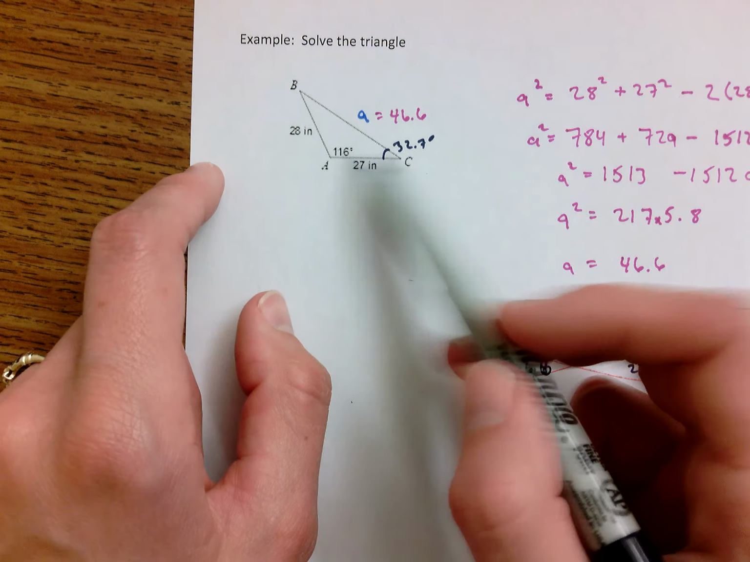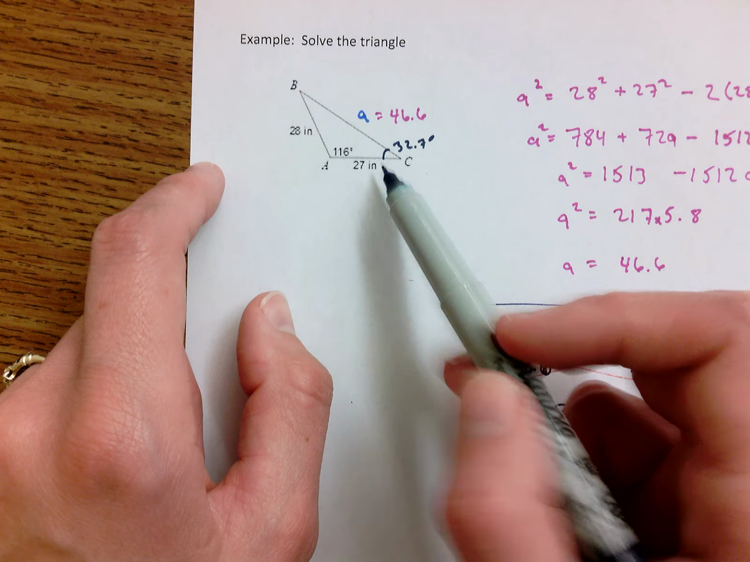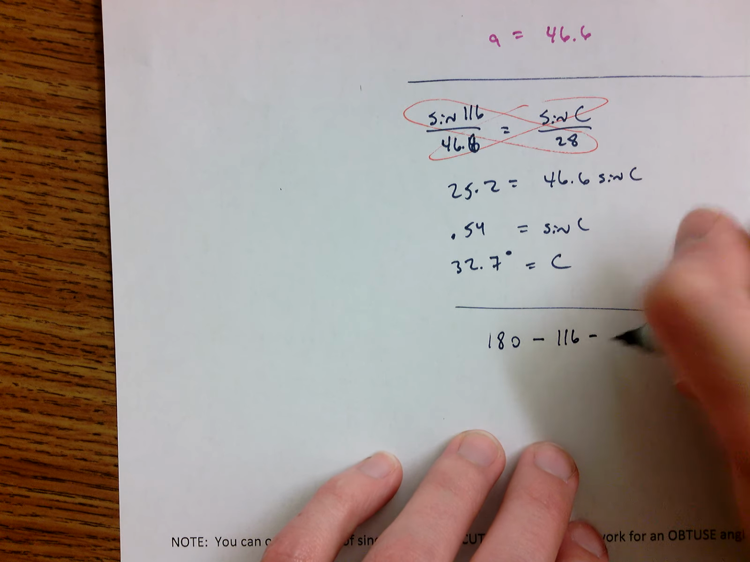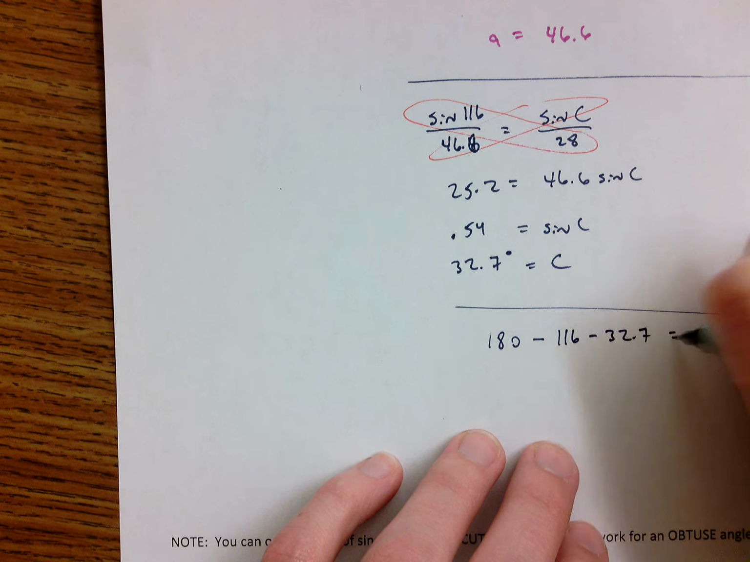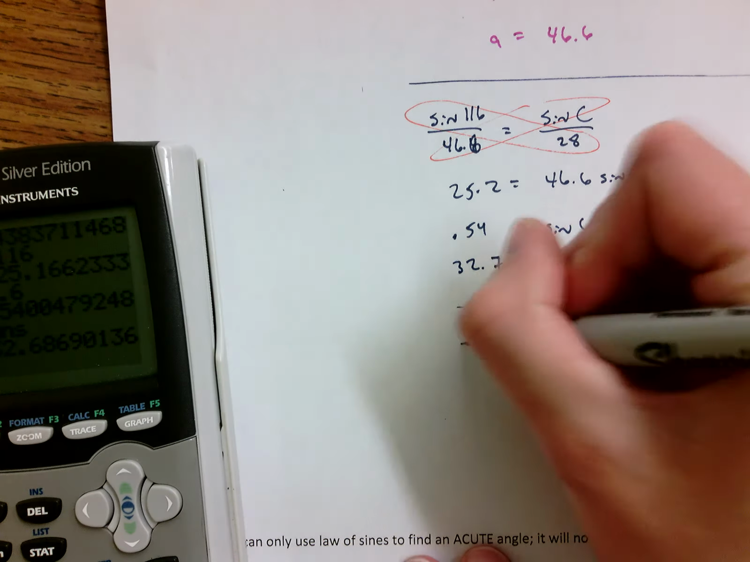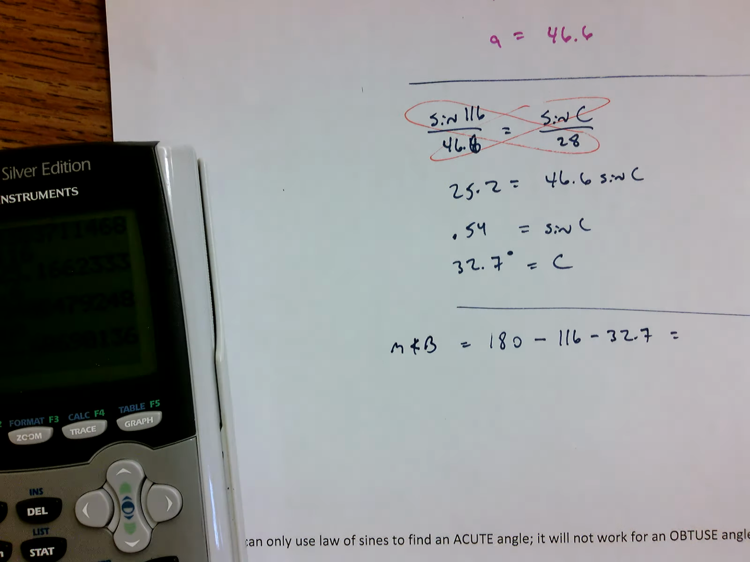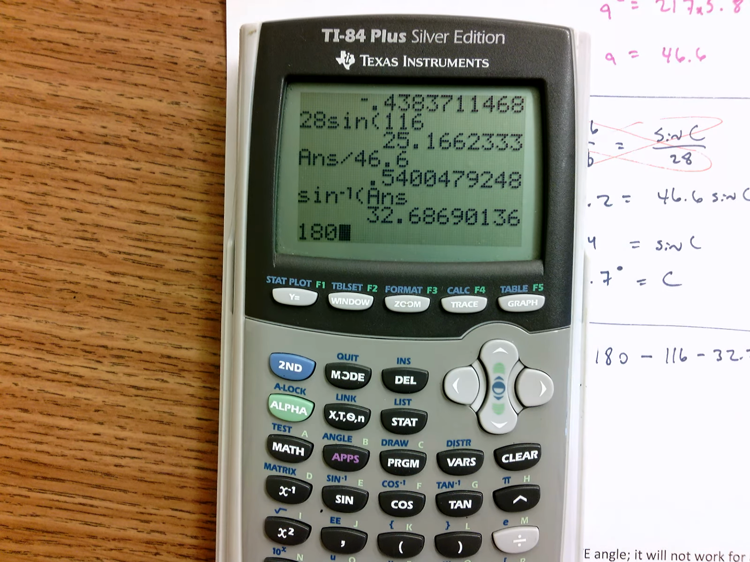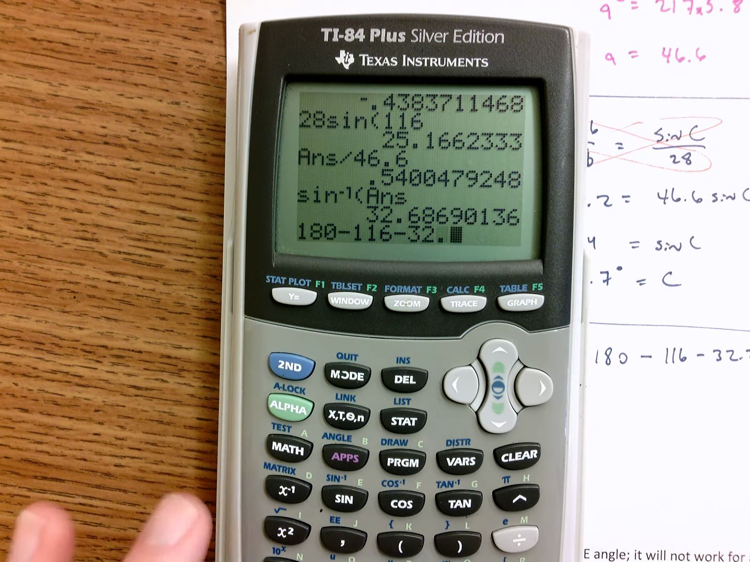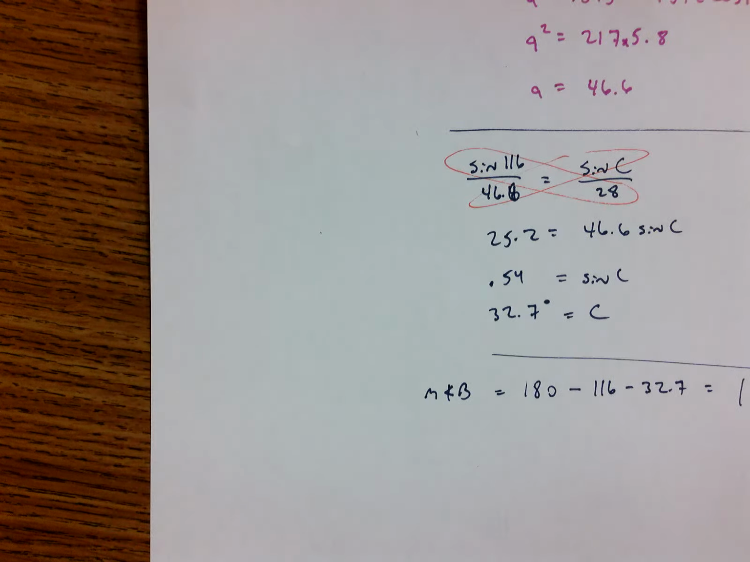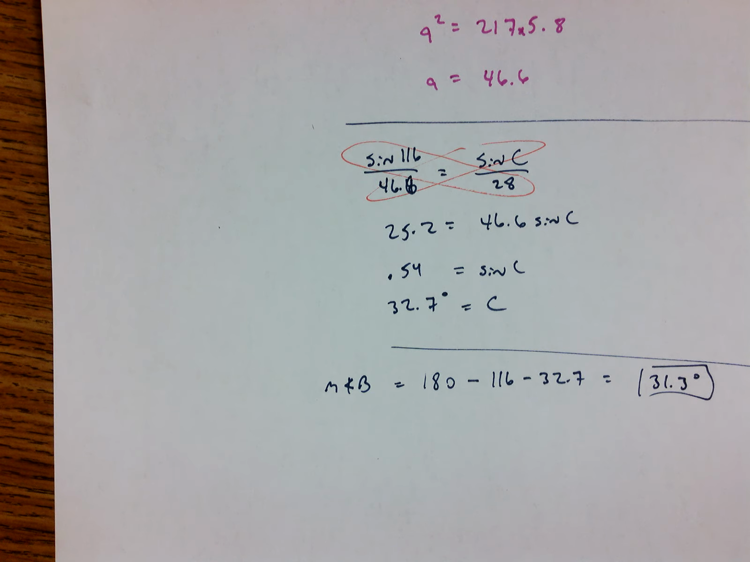Well, the easiest thing possible, if I know two angles in a triangle, is that they all add up to 180. So to find this last angle, I'm just going to do 180 degrees minus 116 minus that 32.7, and that's going to give me the measure of angle B. So on my handy dandy calculator, 180 minus 116 minus 32.7. That's going to be a 31.3 degree angle. So that is my last missing piece. And now we've solved our triangle.